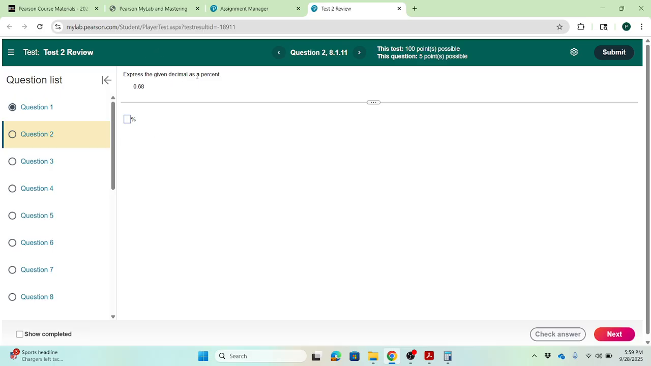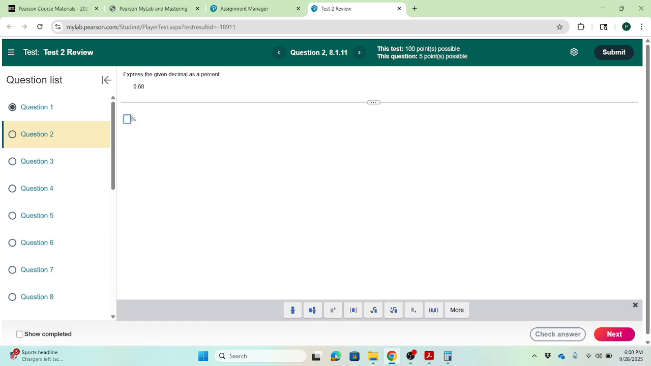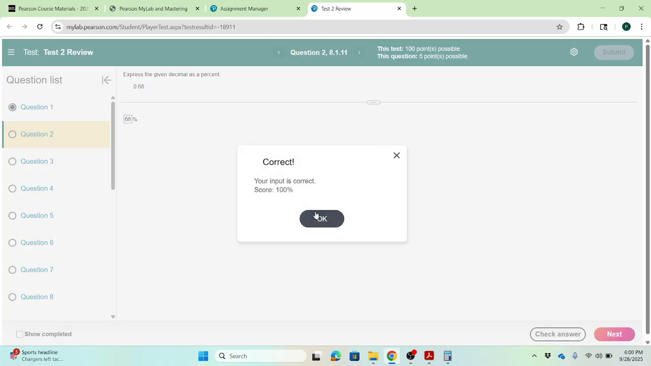Okay, express the given decimal as a percentage. It's 0.68. Move that decimal 2 digits to the right. So if you do that, it goes there, 6 and 8, so that will be 68%. After 68 there are zeros, so it doesn't matter actually.